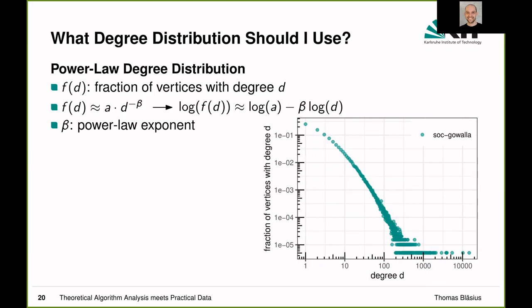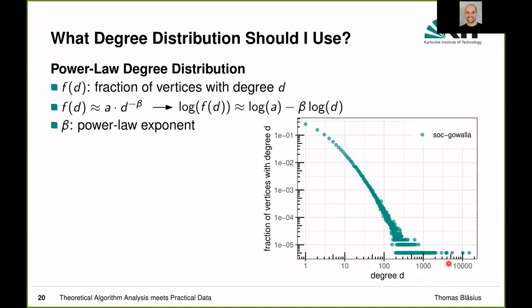And this is no coincidence, because if you look at the definition of the power law and you take the logarithm of both sides, then you get this equation where you have the logarithm of the frequency, which is what you see on the y-axis. And here you have the logarithm of the degree, which is what you see on the x-axis. And you clearly see that this is an equation for a straight line with a slope of minus beta, so the power law exponent basically gives you the slope of the straight line.